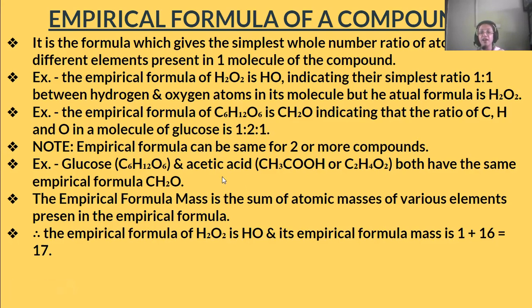Glucose and acetic acid both have the same empirical formula, CH2O. The molecular formula of glucose is C6H12O6, and acetic acid is CH3COOH, or you can say C2H4O2. So the empirical formula stands like this: CH2O. That means the ratio is 1:2:1.